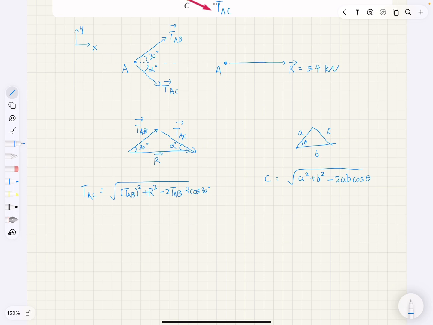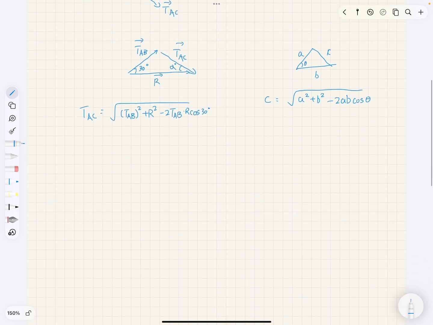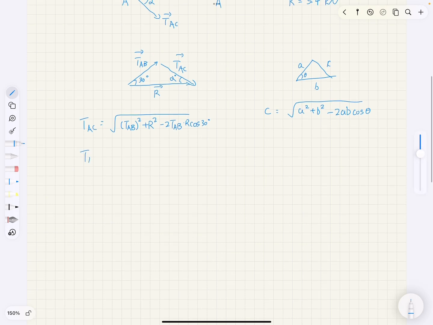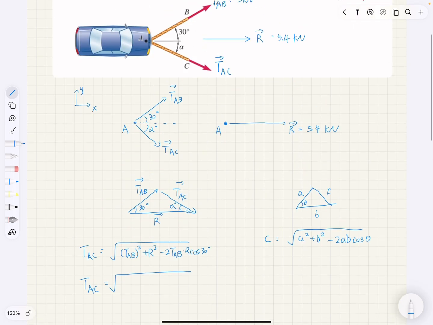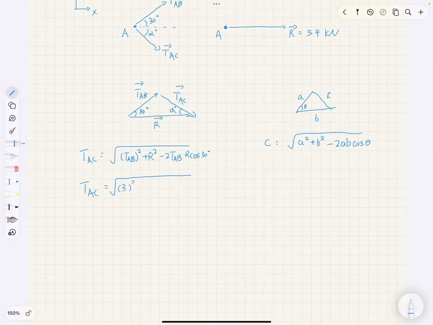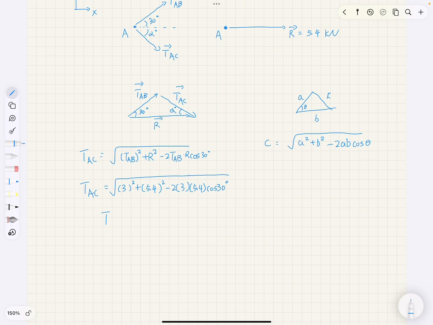All right, going back to the question, we can just plug in the numbers. TAC equals the square root, where TAB is 3 kilonewtons and R is 5.4 kilonewtons. And by solving that, we have TAC equals 3.36 kilonewtons.